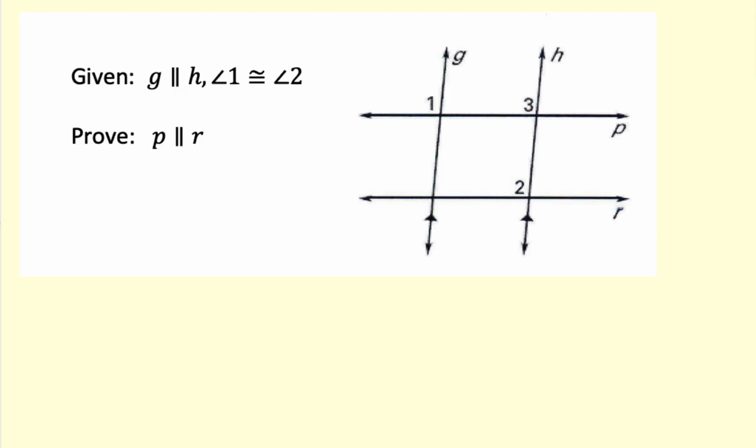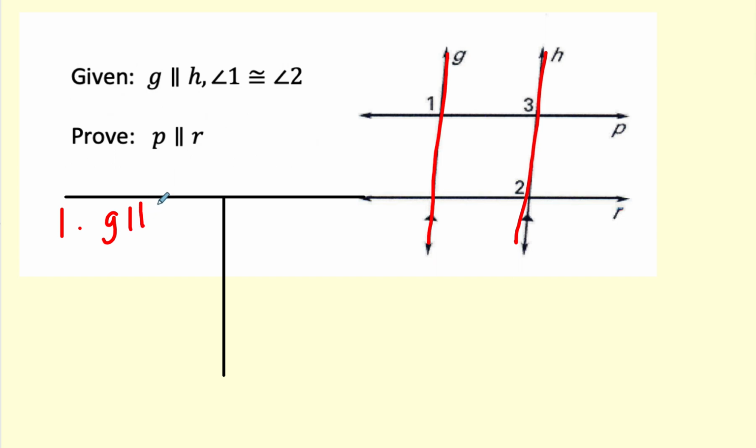All right, let's take a look at this proof, and let's see if we can go through the steps that will help us. So we are being given, let's put it in color, that G is parallel to H. So let's go ahead and write that down. 1, G is parallel to H. Angle 1 is congruent to angle 2. Those are all given.